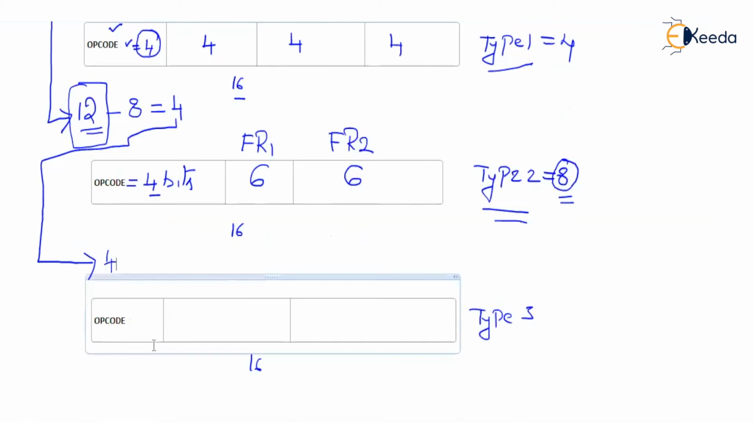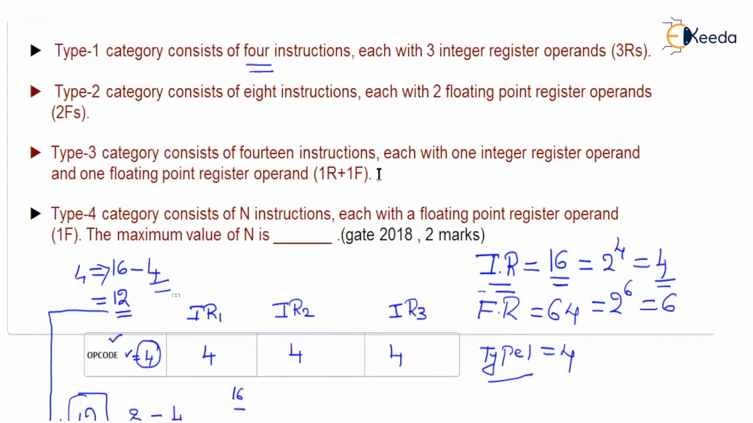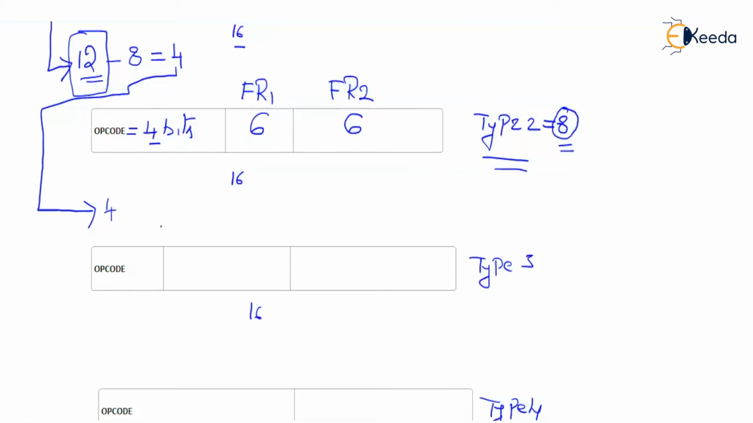When it comes to type 3 instructions, if you can see, these type 3 instructions have one integer register operand and one floating point register operand. So there is one IR, integer register operand, and one FR, floating point register operand. You know the number of digits required for IR, which is 4. You know the number of digits required for FR, which is 6. Now, 6 plus 4 is equal to 10, right?